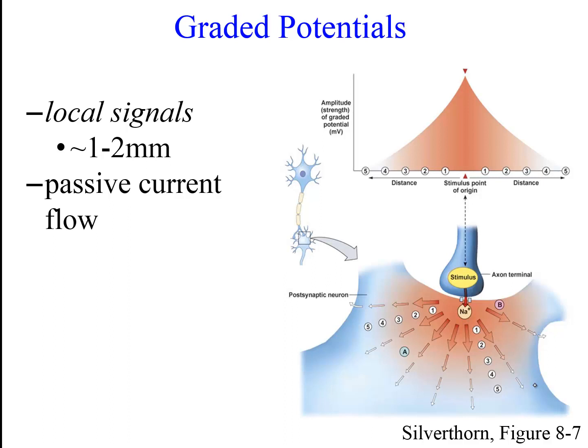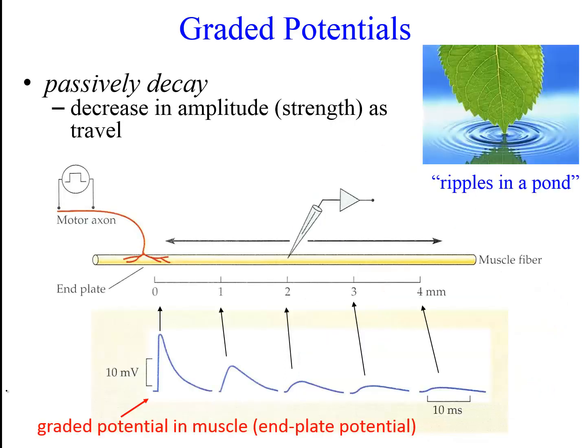Graded potentials are only meant to be local signals. They're effective for carrying information over short distances, say about 1 to 2 millimeters, from the input region to the integrative region. This is because graded potentials are due to passive current flow in the neuron. This means that they decay or decrease in amplitude with distance from their site of origin.